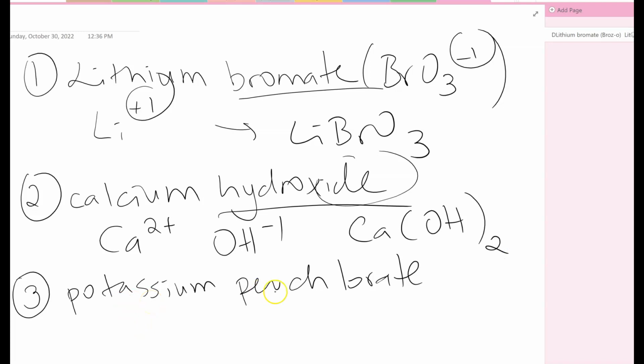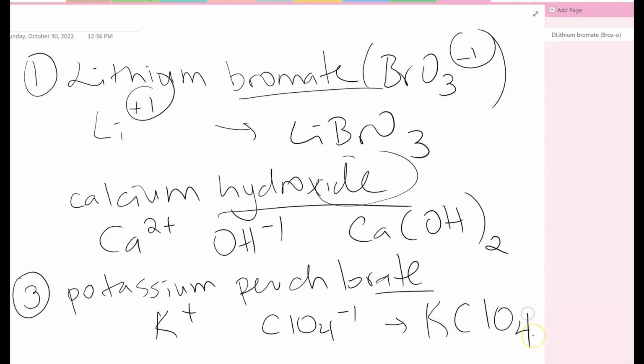And potassium perchlorate. Perchlorate, again, you see the -ate, and you know automatically it's a polyatomic ion. You look at the table, and you're going to see that it's ClO4 with a -1. Potassium is K+. You put them together, and you're going to get KClO4. Okay?